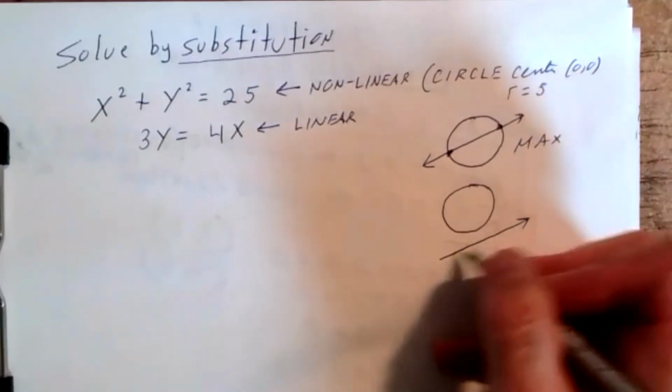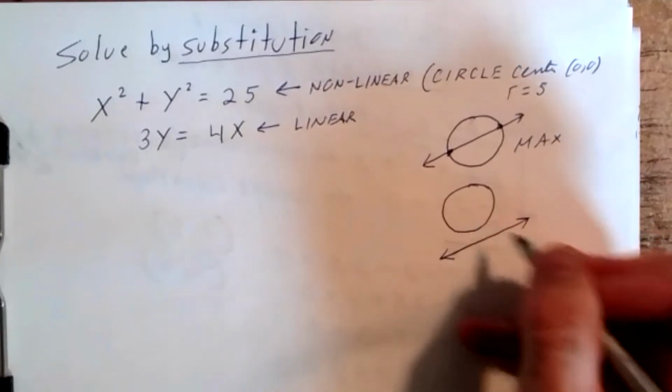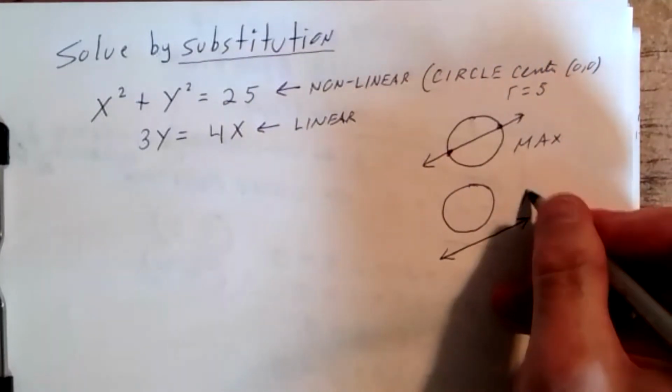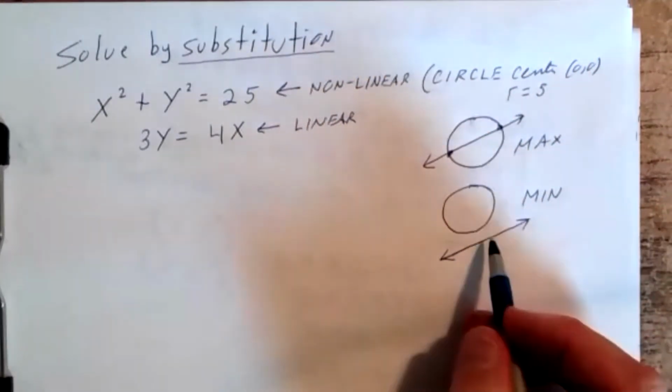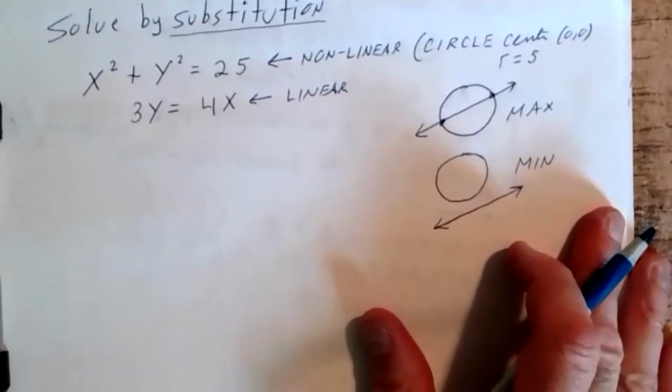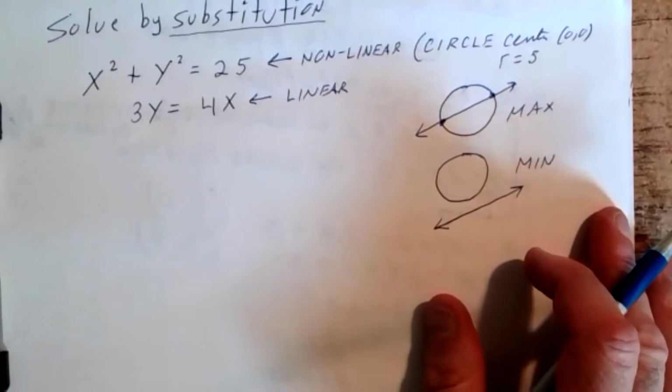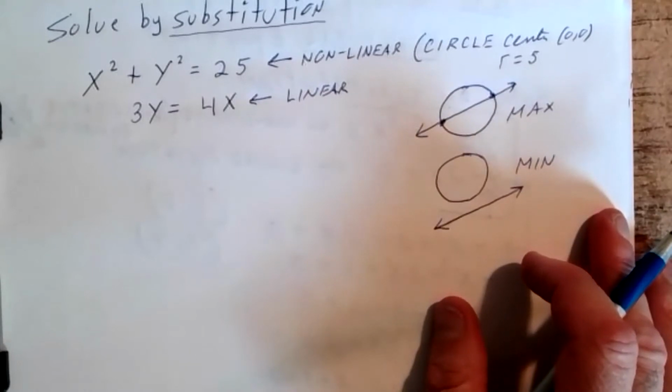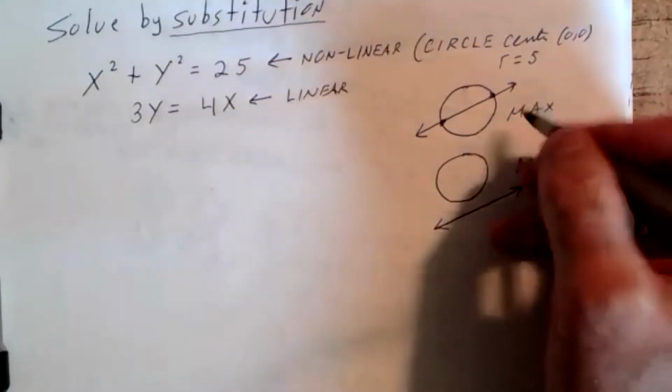Nowhere. Do you agree? A line may not even intersect a circle anywhere, in which case this would be the minimum number of solutions you could have, which could mean what? No solution. I got a question. Could we get one solution for this system? Is that possible? One solution?